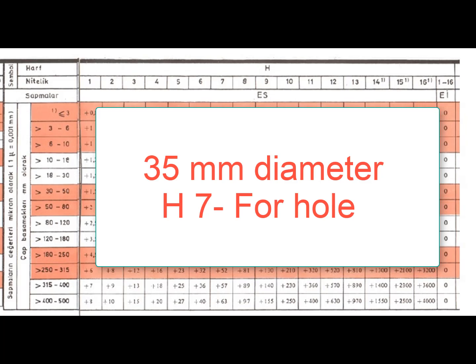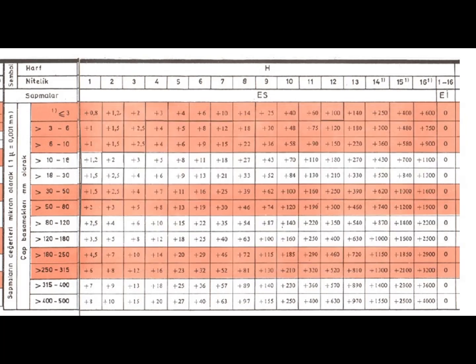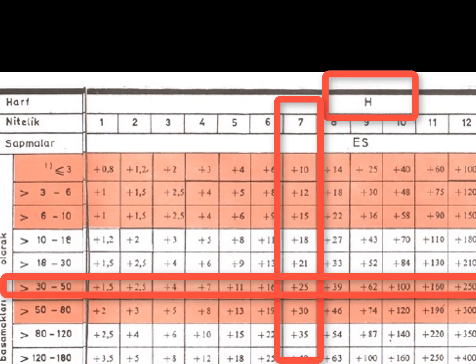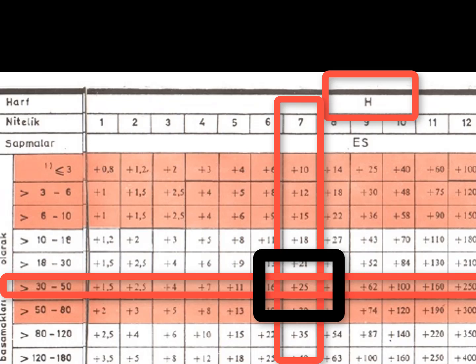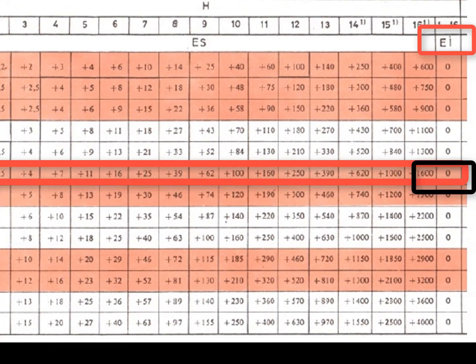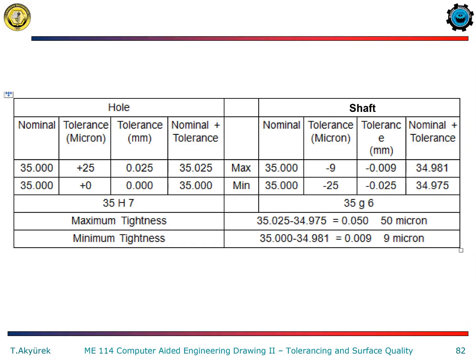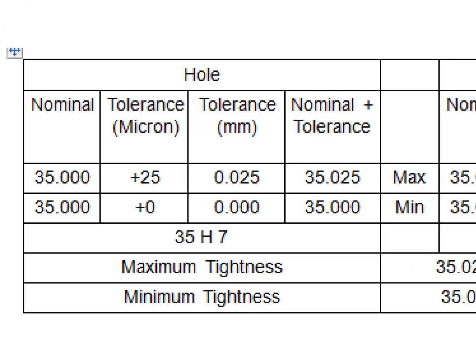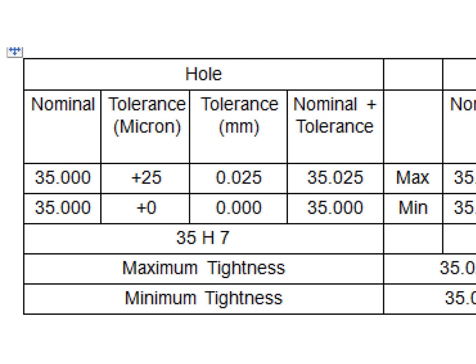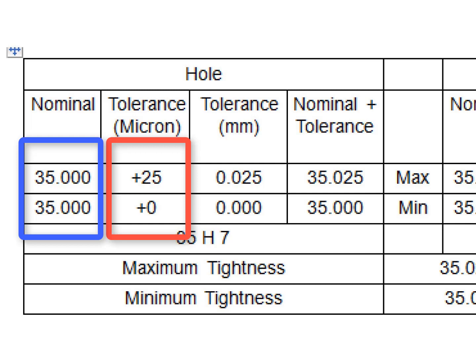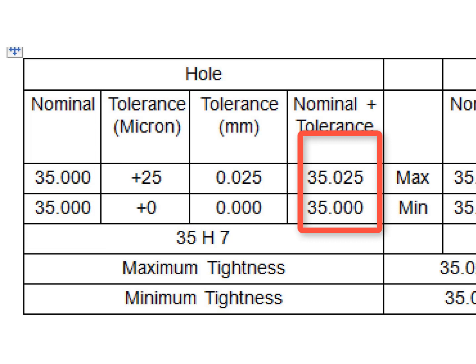Let's continue with the numerical values. For the hole dimension 35 mm H7, we will combine the letter then the IT grade, with the dimension range. For maximum dimension the ES is plus 25 microns and a minimum dimension EI is 0 micron. After finding the values of maximum and minimum tolerances, we create a simple table to calculate the maximum and minimum dimensions by adding the tolerances to the nominal value. Here, all our values are positive. The maximum size for the hole is 35.025 and a minimum size is 35 mm when we add the tolerance values to the nominal dimension.